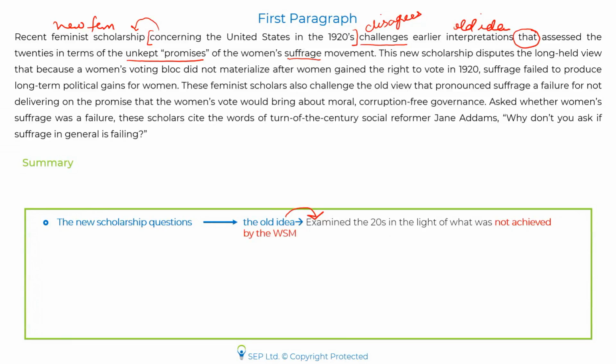Here we have the new scholarship against the old scholarship. Old scholarship tried to examine the 1920s, that period, by what was not achieved by the women's movement, and the new scholarship challenges that idea. So if the new scholarship is challenging that idea, it means it is not agreeing that something was not achieved by the women's suffrage movement. All right, so we're going to come to that.